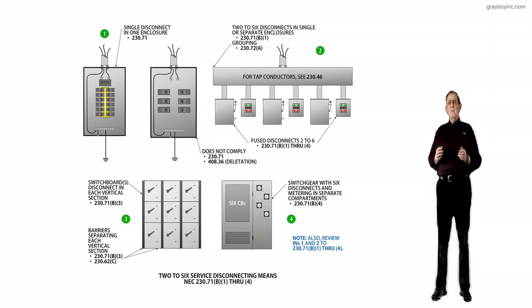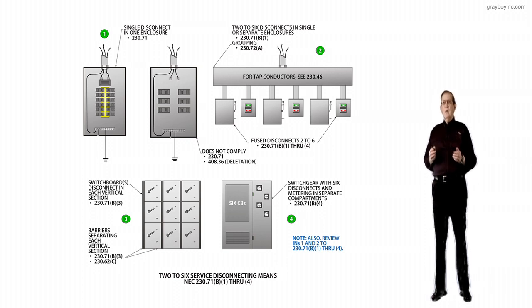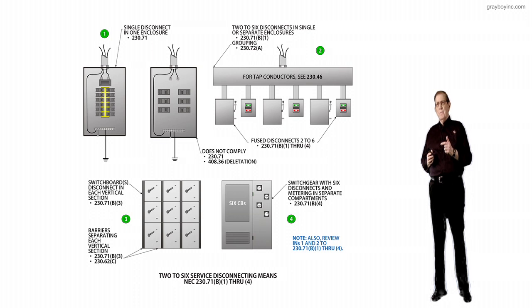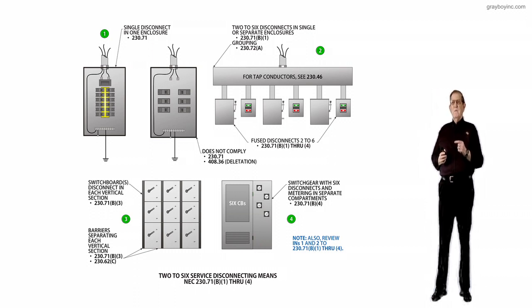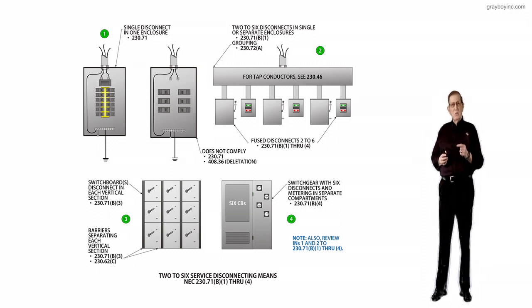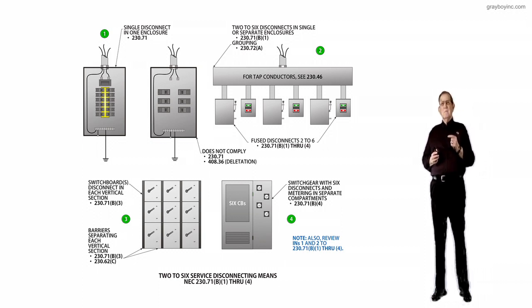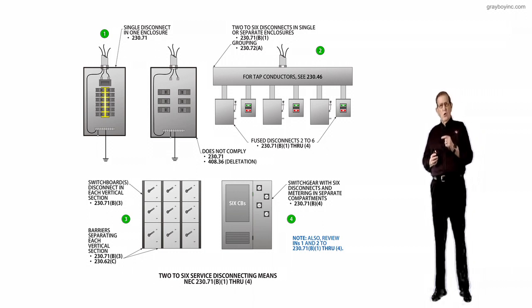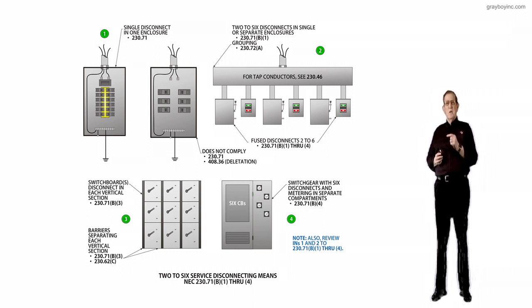A new subdivision has been added here to clarify the challenges created with more than one service disconnecting means in the same panel board or enclosure. The proposed revision continues to retain the 6 disconnect rule for services. However, to address these challenges, the permission for up to 6 disconnects is modified to require installation in separate enclosures. And that's very important, separate enclosures.